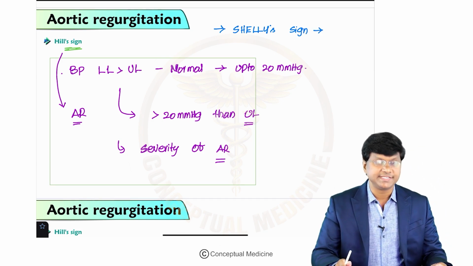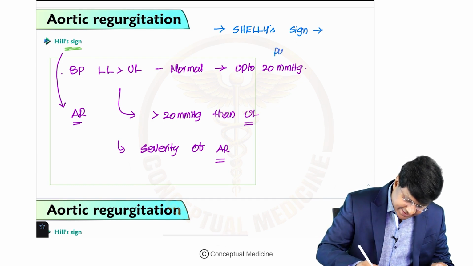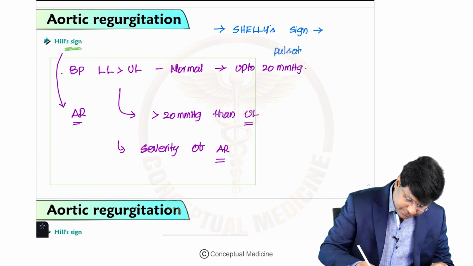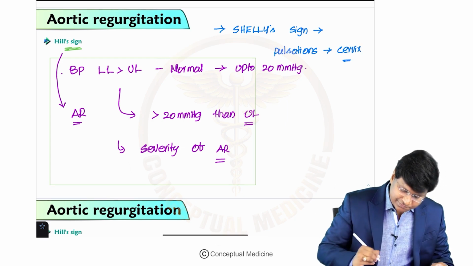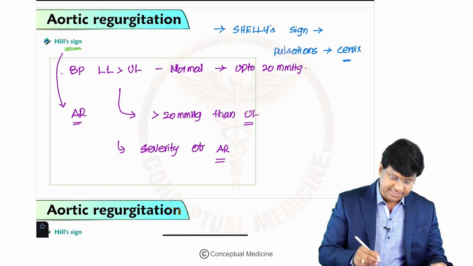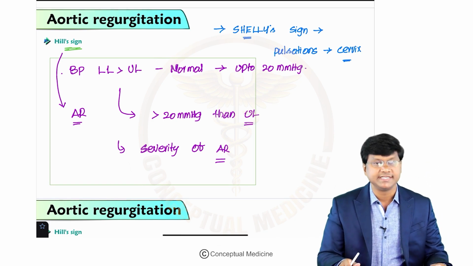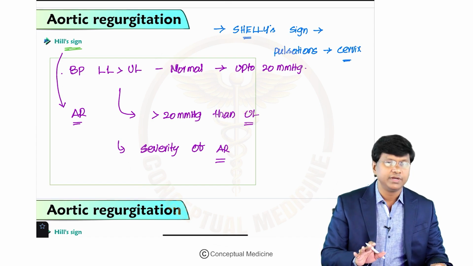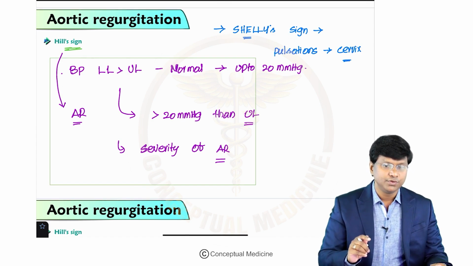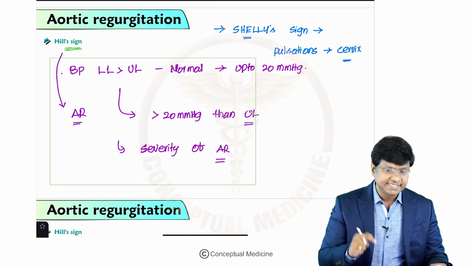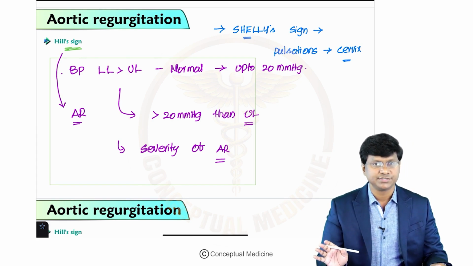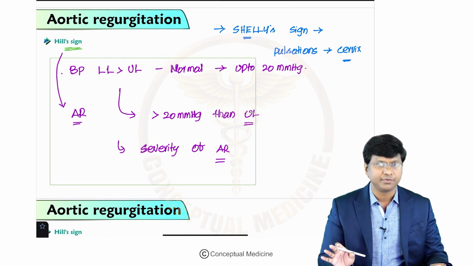So if you take Shelley's sign, it is the pulsations that are being felt over the cervix, right? Pulsations that are being felt over the cervix is called Shelley's sign, and it is seen only in females. So let me tell you, the more your peripheral signs, the more severe your aortic regurgitation. So please remember, this is a very, very important point.